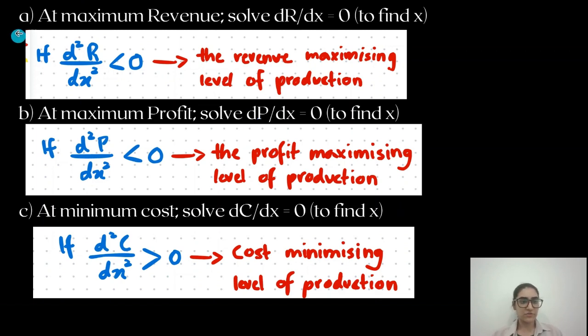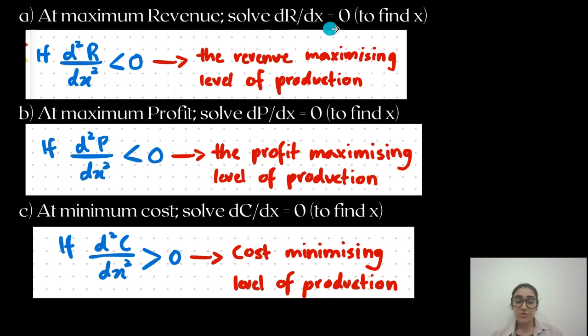So here I've jotted down three cases, case A, B, and C, where case A is at maximum revenue, we have to solve dR by dx, which is the marginal revenue, and we have to equate it to zero. Now, if we recall, we used to equate our derivative equal to zero if we had to find the stationary points. Now, this is to solve for x. When we solve dR by dx equals 0, this we say is the revenue maximizing level of production.